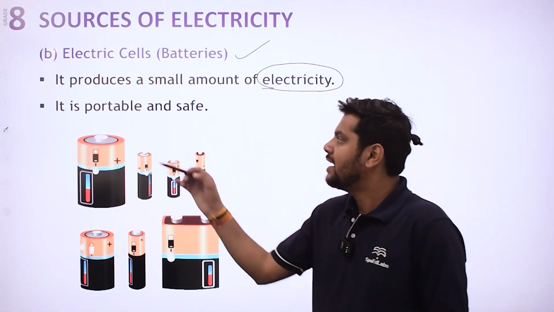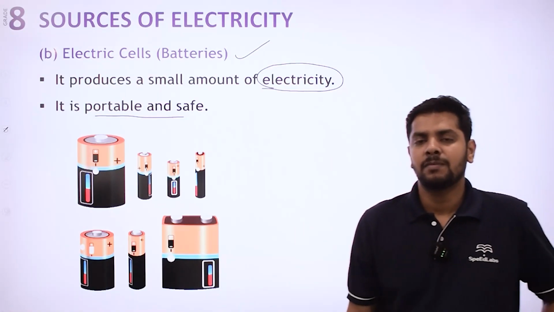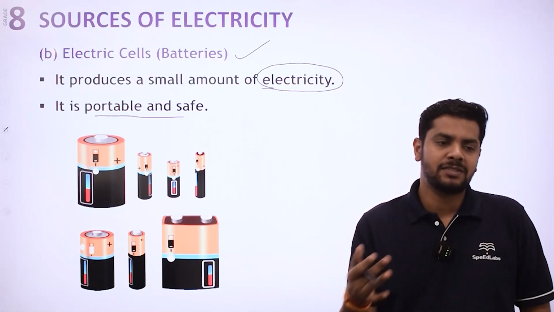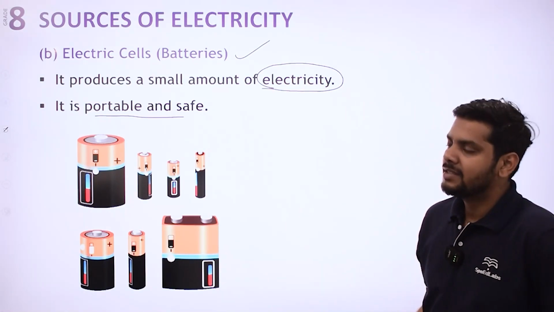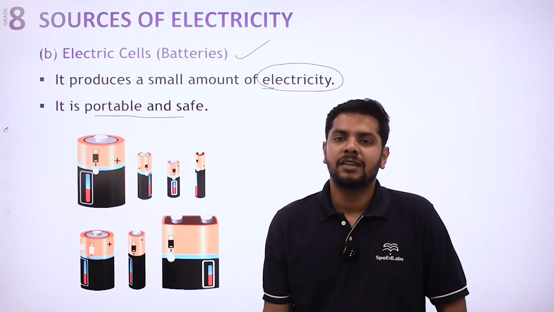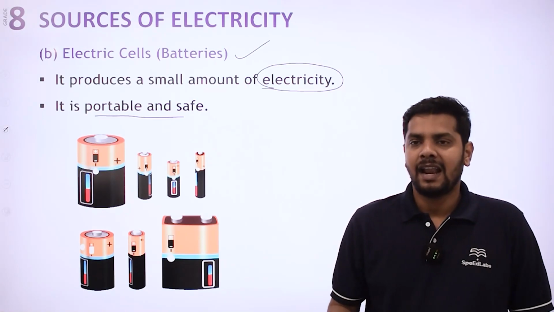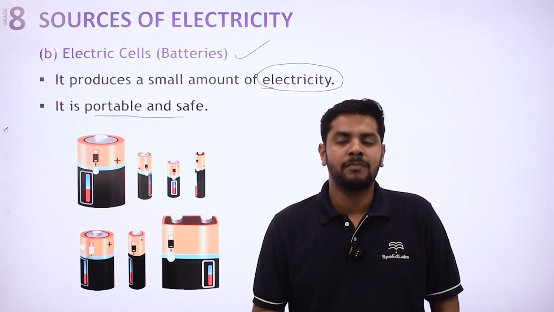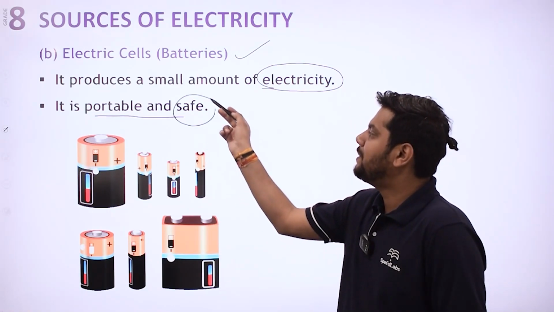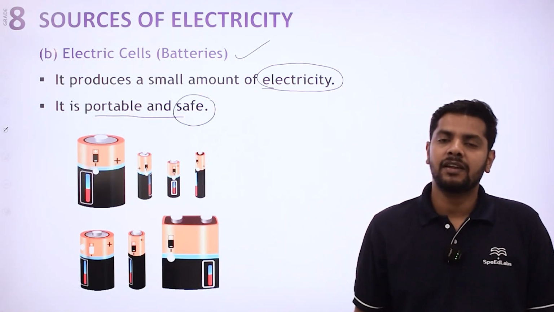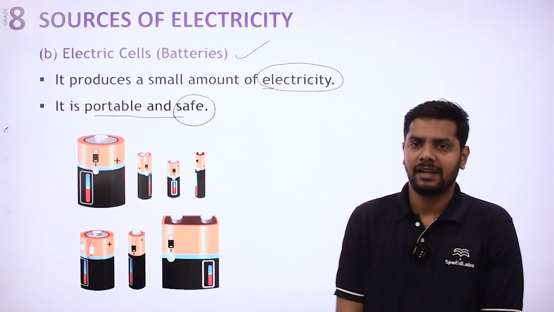The second point is, it is portable and safe. What is the meaning of the word portable? Portable simply means port. What is the meaning of port? Port means we can take something from one place to another, right? So similarly, you can understand the concept of portable: it means that we can take it with us. I can keep a cell or a battery in my pocket and I can travel with it. So it is portable because I can take it from one place to another. And the second part, as I am able to keep it in my pocket, that means it is safer to keep as well. So that is all about your second part, that is electric cells.